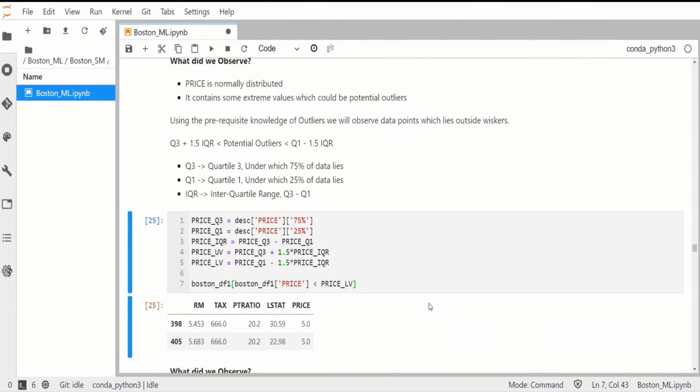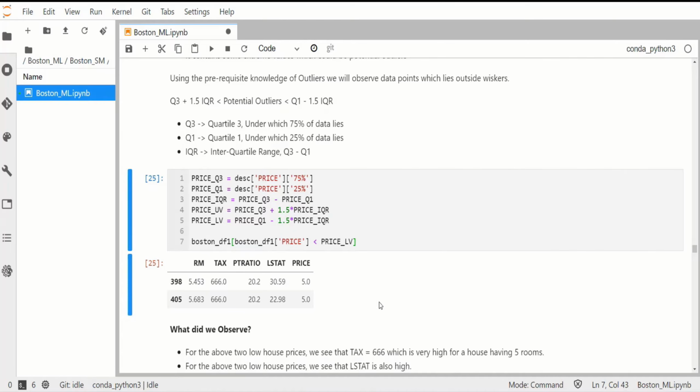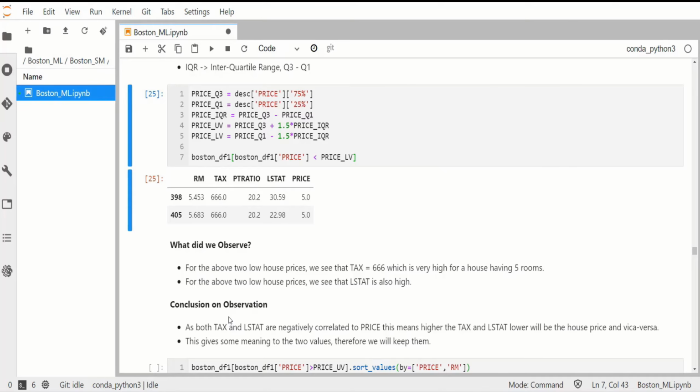So here we can see we have two data points identified as outliers. If you carefully observe the dataset, we see that the tax for just 5 rooms is $666, which is very high. Also, the LSTAT values are high as well. As we have seen previously, tax and LSTAT are negatively correlated to price. This means that the higher the tax and LSTAT, the lower the house price.